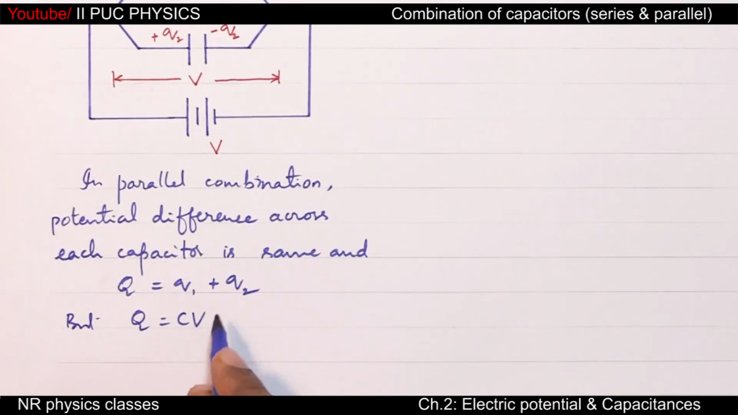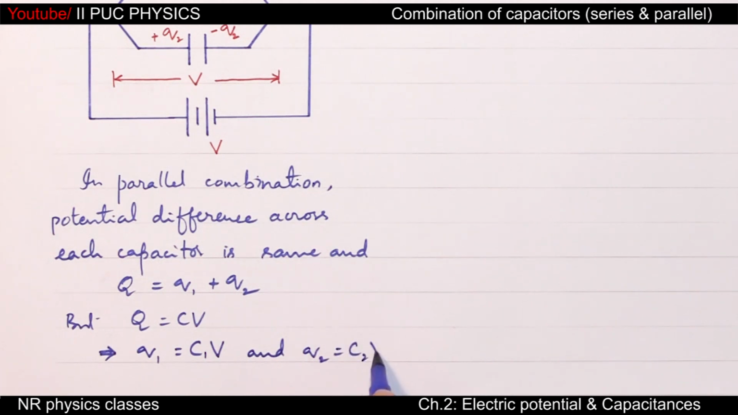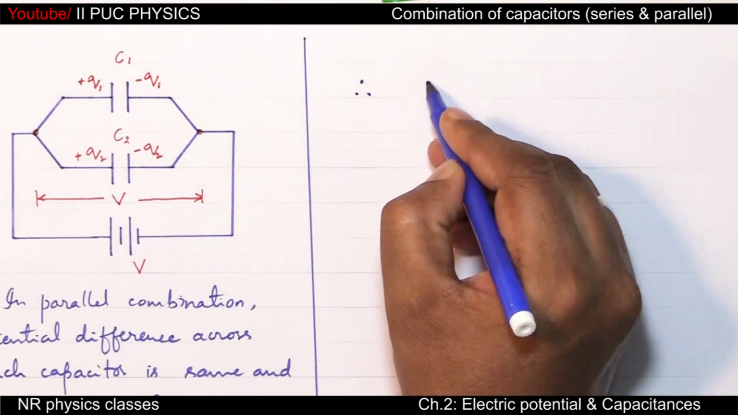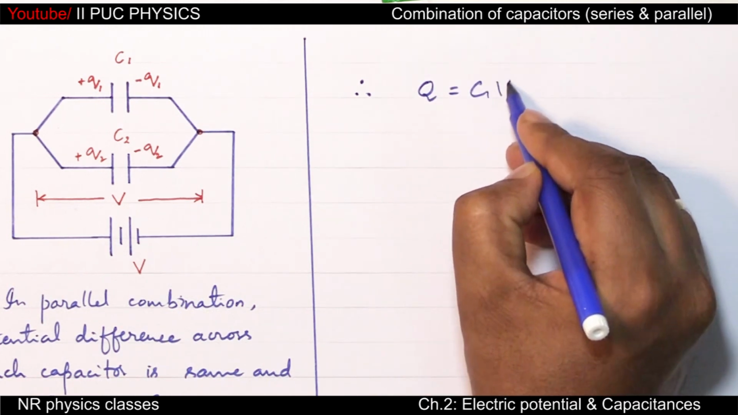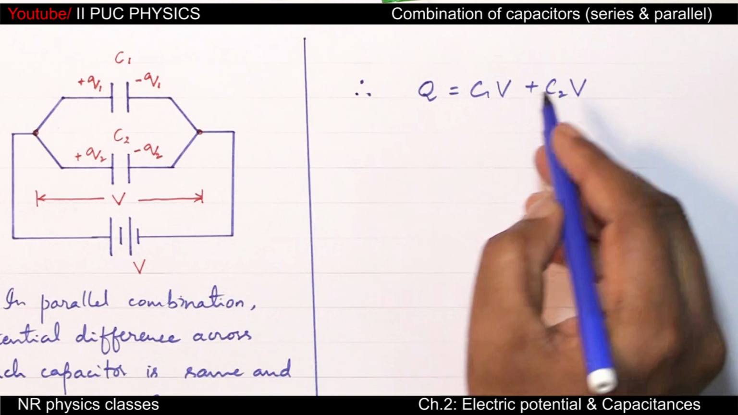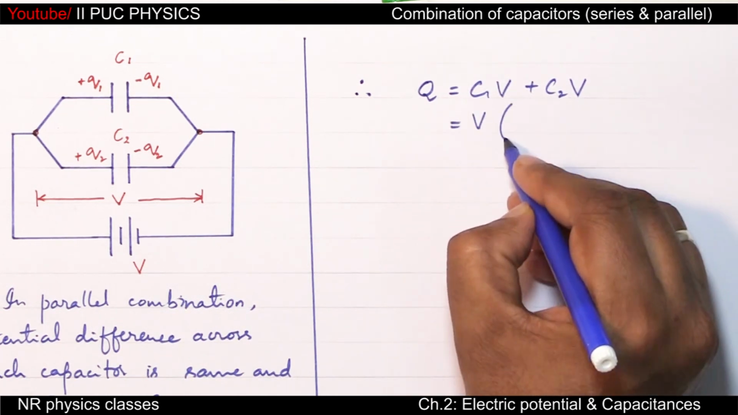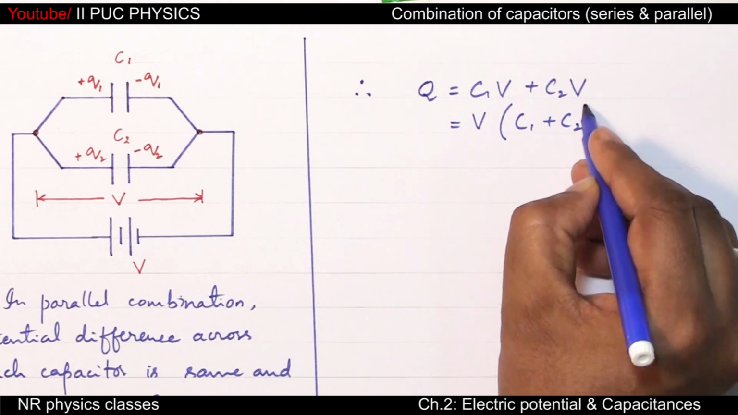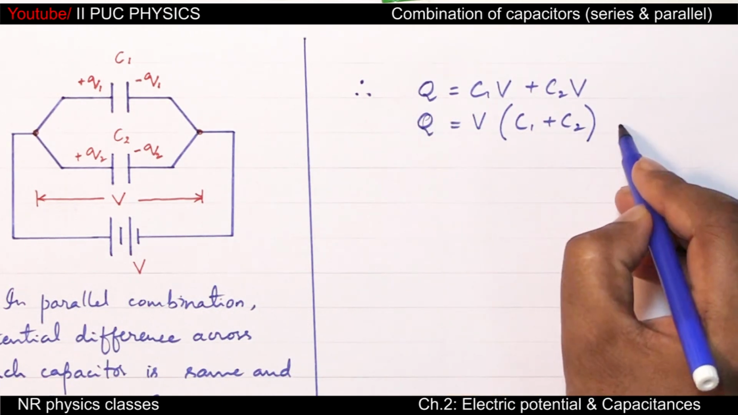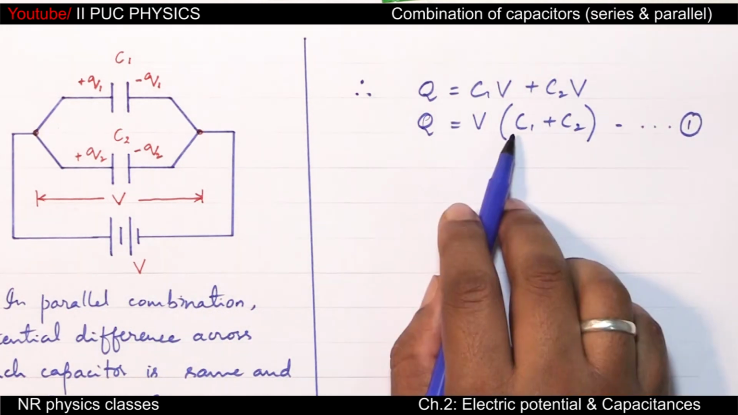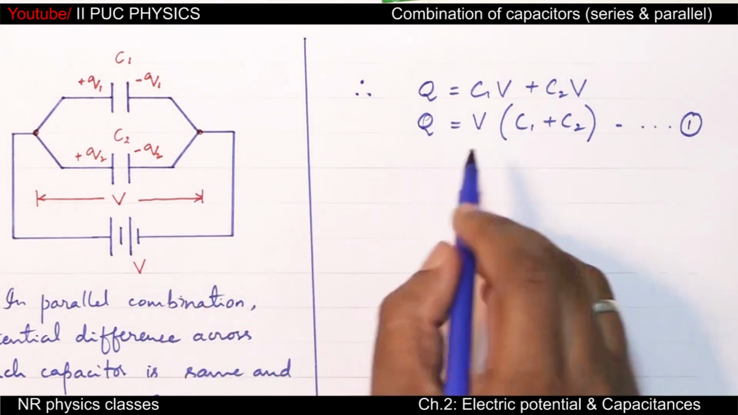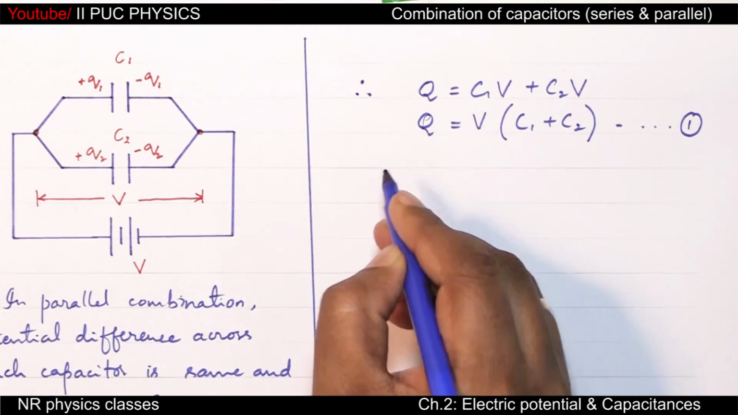But Q equal to CV implies Q1 equal to C1V and Q2 is C2V. Therefore total charge becomes C1V plus C2V. V is common factor, C1 plus C2. This is total charge Q. Equation 1. Now the capacitors are replaced by a single capacitor called the equivalent capacitor.